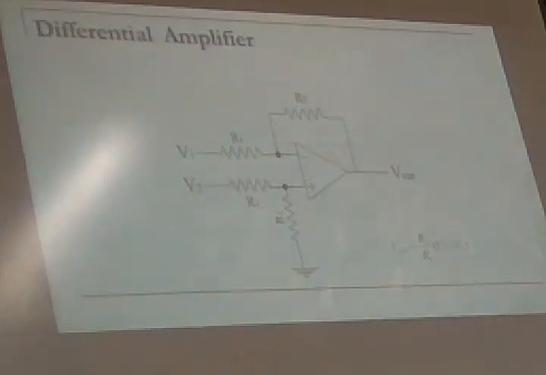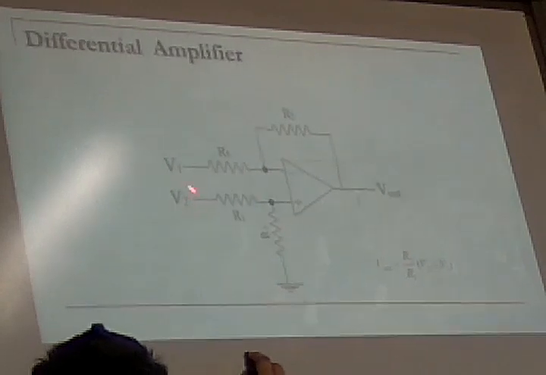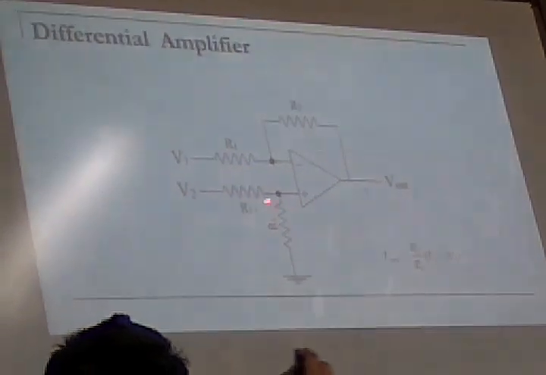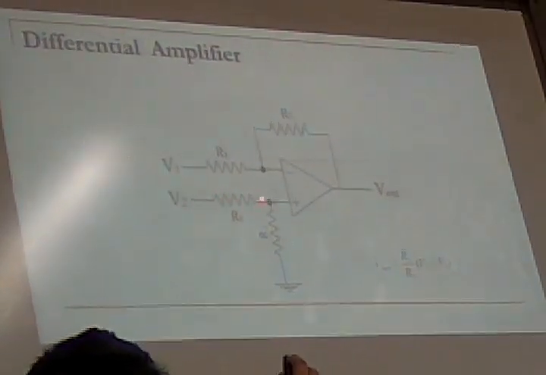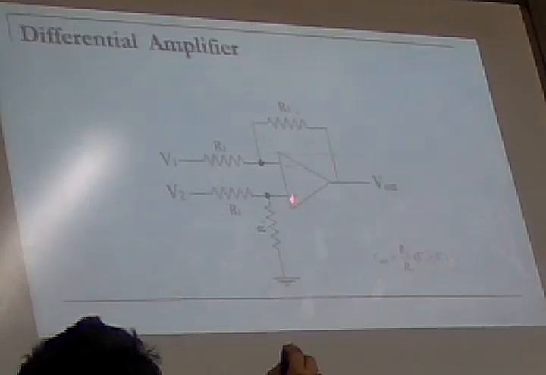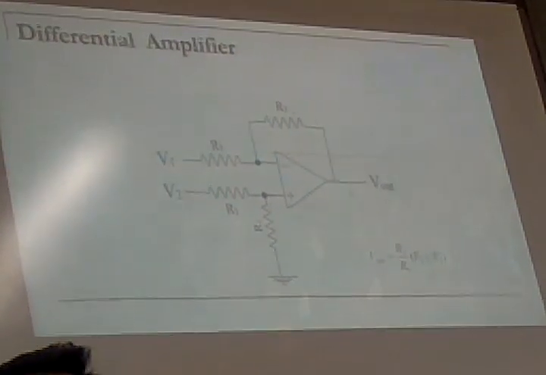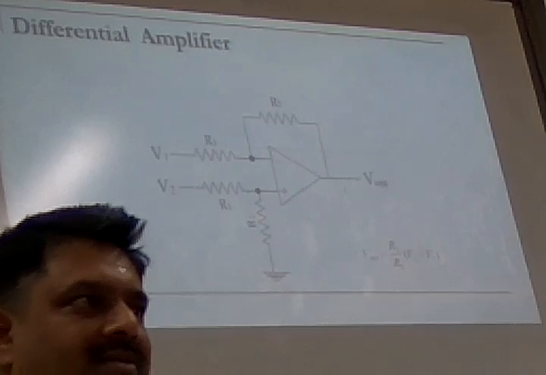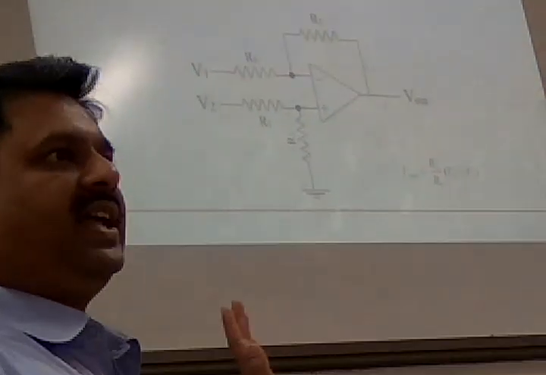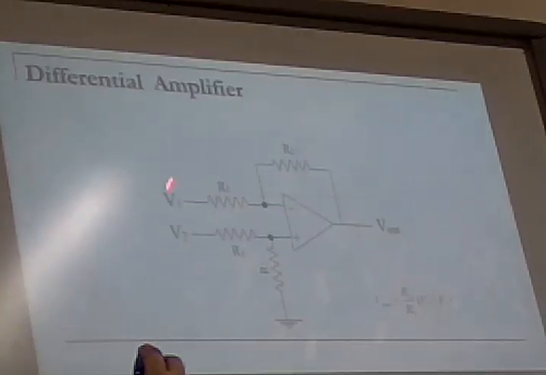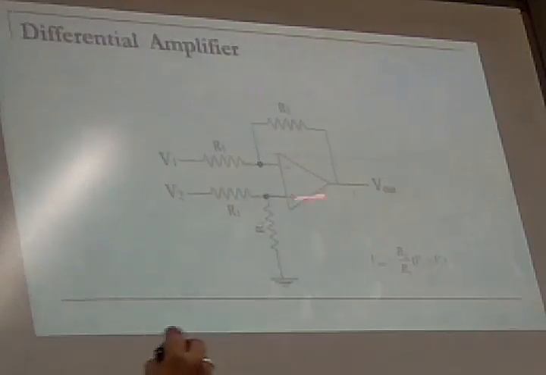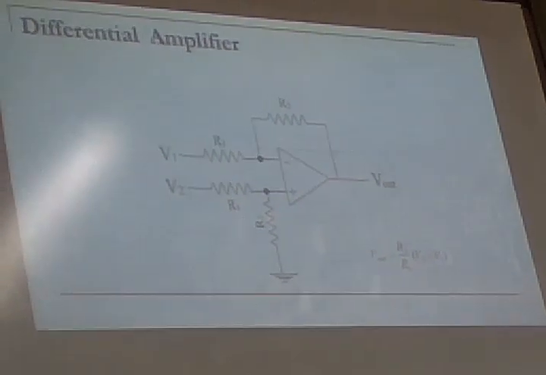Okay. Now you want to put this at 0. That means there is no current here. This is not connected at all. As soon as it is not there, this is connected to ground. You get an inverting amplifier. Similarly, you don't connect V2, connect only V1, you will get a non-inverting amplifier.